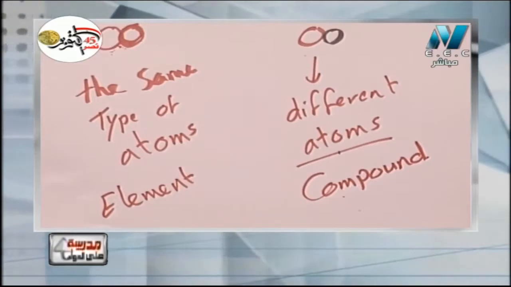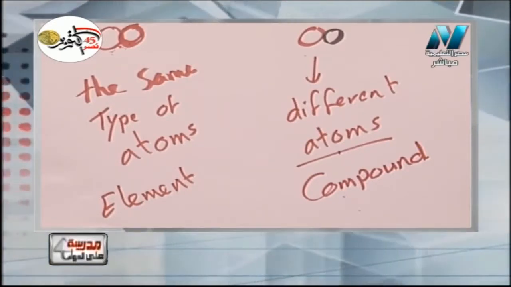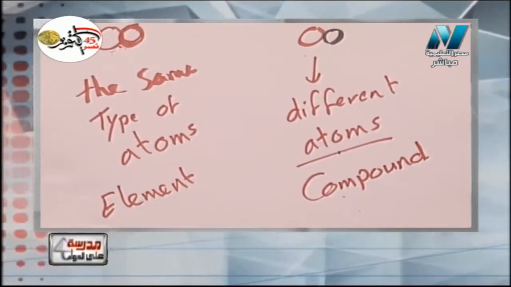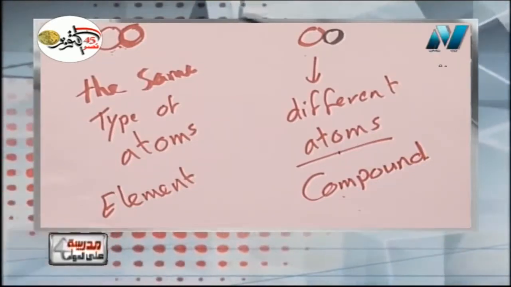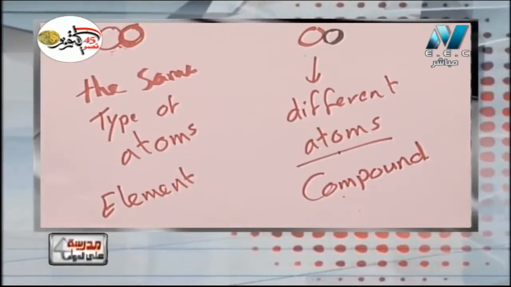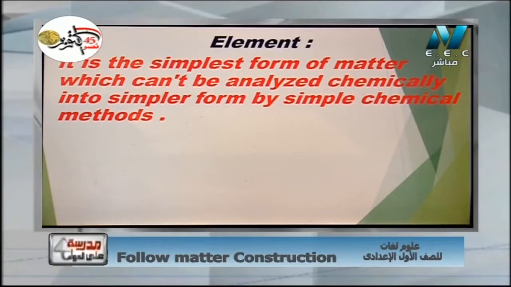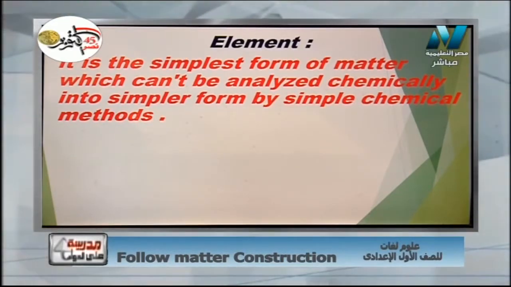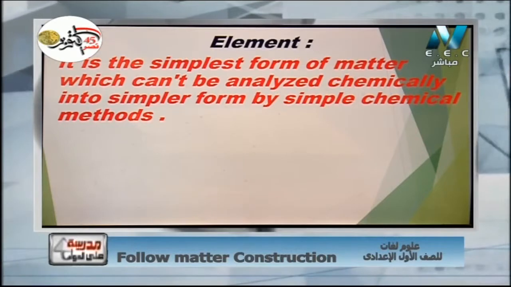So as we see on the monitor, the element molecule is formed from similar atoms. Again, the element molecules are formed from similar atoms. So now, what is meant by element? Element is the simplest form of matter, which can't be analyzed, can't be decomposed chemically into simpler form by simple chemical methods.